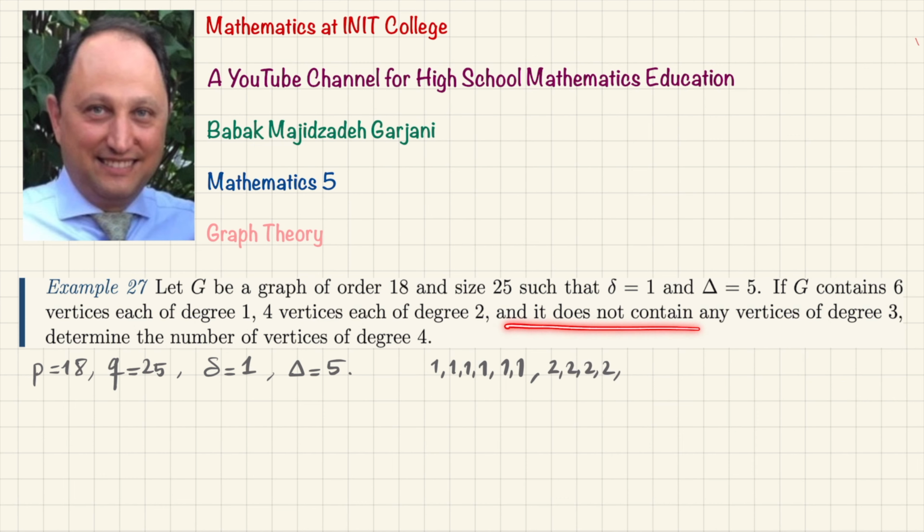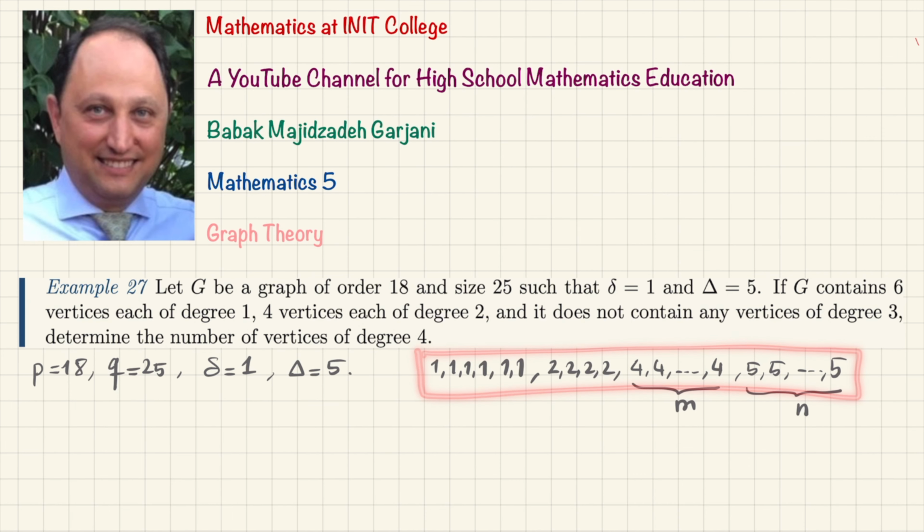It is written that it does not contain any vertices of degree 3, but it does not determine the number of vertices of degree 4. Okay, so we don't know how many degree 4 vertices there are. So I would say 4, 4. I don't know the number of them. Let me call m of them. But because delta is given to be 5, it means that there should be at least 1 degree 5 vertex, yes? But we don't know the number of them, so let us write 5, 5, up to n times. So this would be the generic sequence of the degrees of the vertices of this graph.